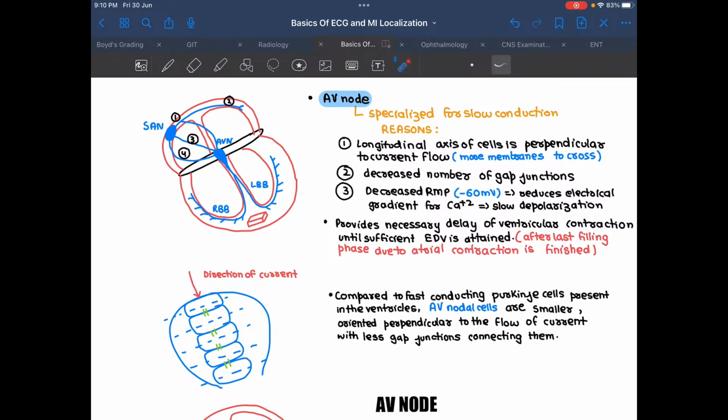The second reason is the scarcity of the gap junctions itself. Gap junctions themselves are so few that whatever amplitude the AV node generates, it is conducting at a very slow speed. And the third reason is the decreased resting membrane potential of your AV node. When I say the decreased resting membrane potential, I mean as a positive decrease. If it is minus 55, so maybe it is minus 40 millivolts or something like that. So this positive decrease will actually decrease the amount of potential that is for the calcium channels to open up. So these are the three reasons that your AV node is specialized for slow conduction.